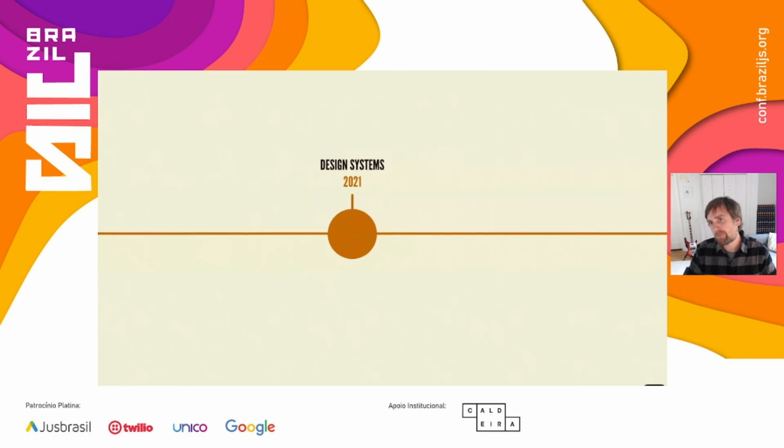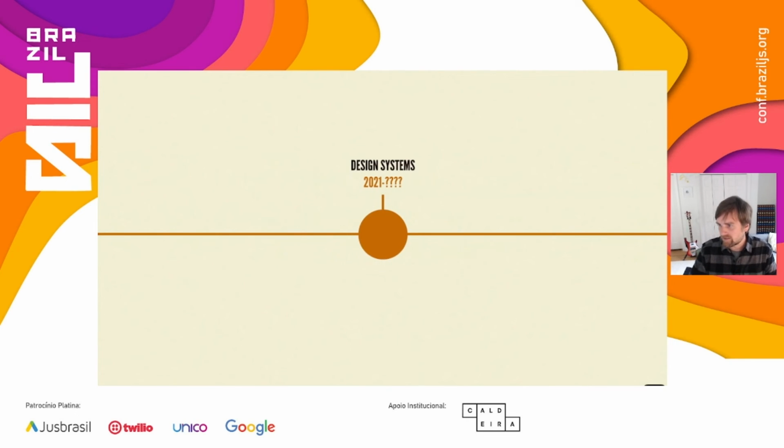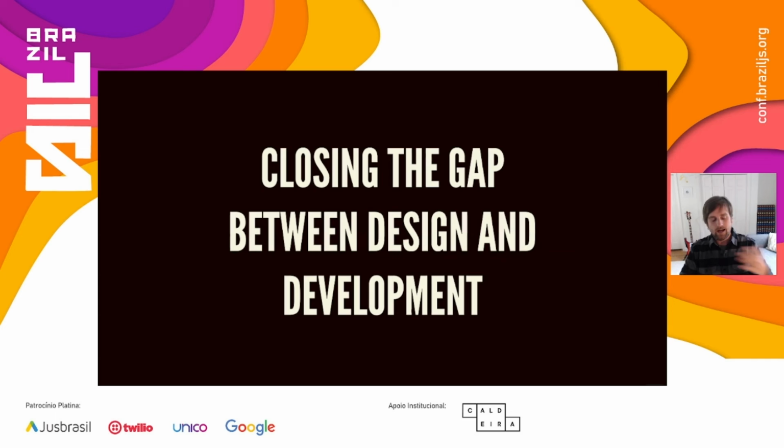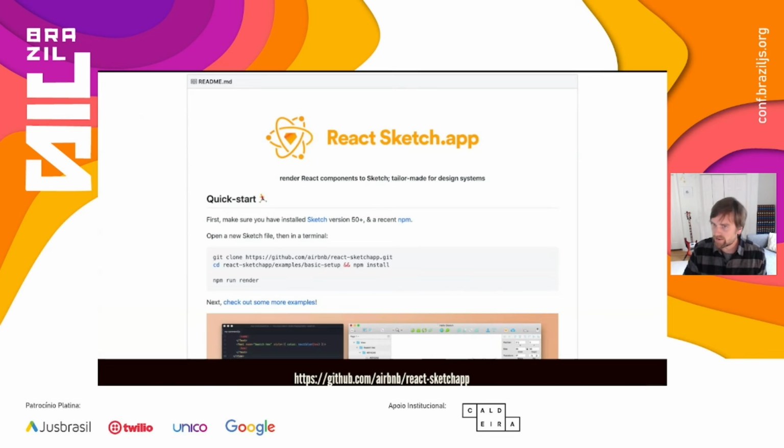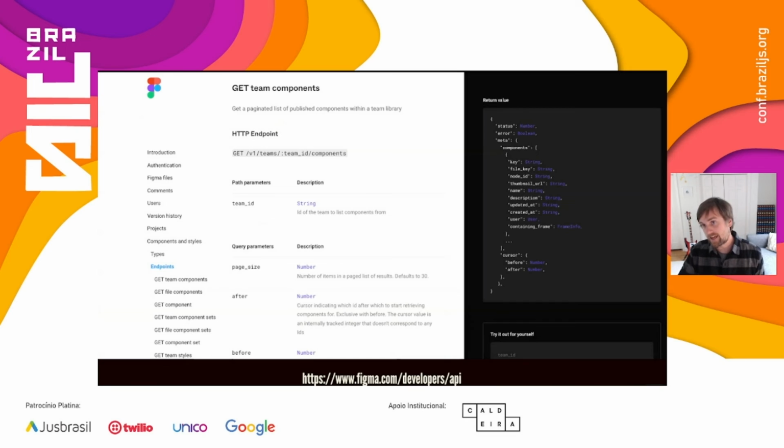So what happens next, right? What's the future of design systems? I don't know this for certain, but these are a few things that I'm particularly excited about. One is there's a lot of work happening right now to really close the gap between designers and developers. There are different tools out there, like React Sketch, that backfills the React library into Sketch. We have things like the Figma API that's able to output design values to make those available to code, and plugins and other things.